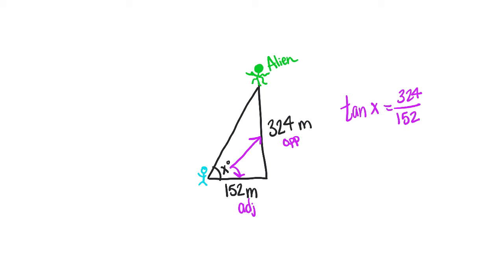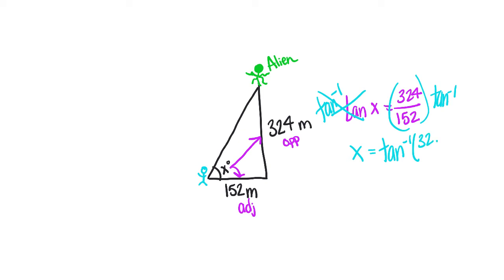To solve this, you're going to use tangent inverse on each side, and what that's going to do is allow us to get that x value by itself on the left hand side. So I'm going to type this in on my calculator using second tangent and then typing in my fraction. The answer for x is 64.86, but again it's asking you to round to the nearest whole degree, so therefore we would say the answer is 65 degrees.